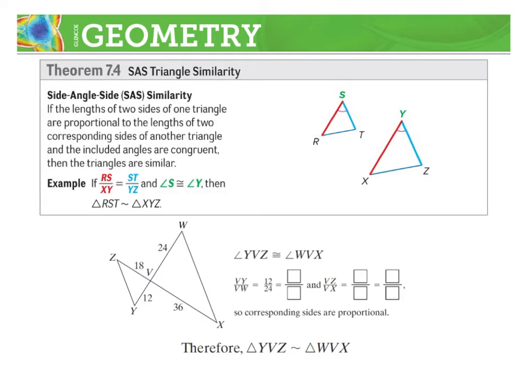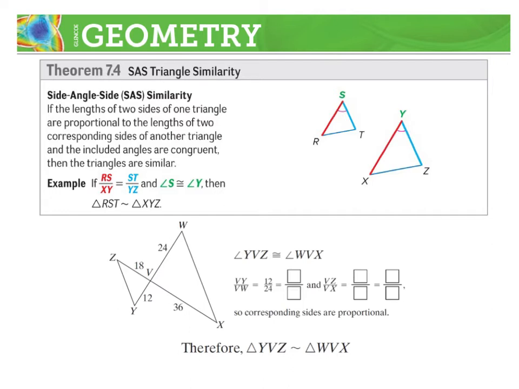And welcome back everyone to our last theorem together, the side-angle-side similarity. So if the lengths of two sides of one triangle are proportional to the lengths of two corresponding sides of another triangle, and the included angles are congruent, then the triangles are similar. So if the ratio of RS to XY is proportional to the ratio of ST to YZ, and angle S is congruent to angle Y, then triangle RST is similar to triangle XYZ.